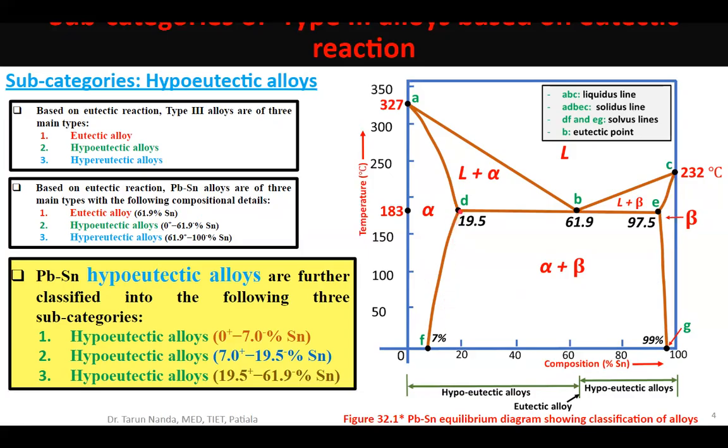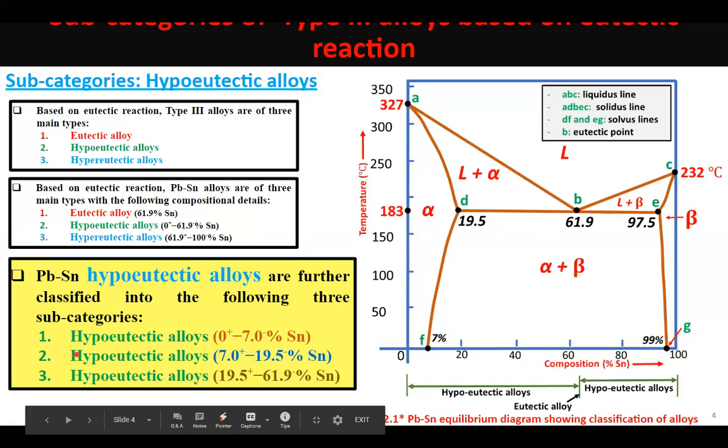And the third category of hypoeutectic alloys would be 19.5 to 61.9. And if you look at these alloys, the last category will lie in the two phase region alpha plus beta, but some of that alpha and beta would have come through the eutectic reaction. So there are three categories of hypoeutectic alloys in type 3 alloy systems.